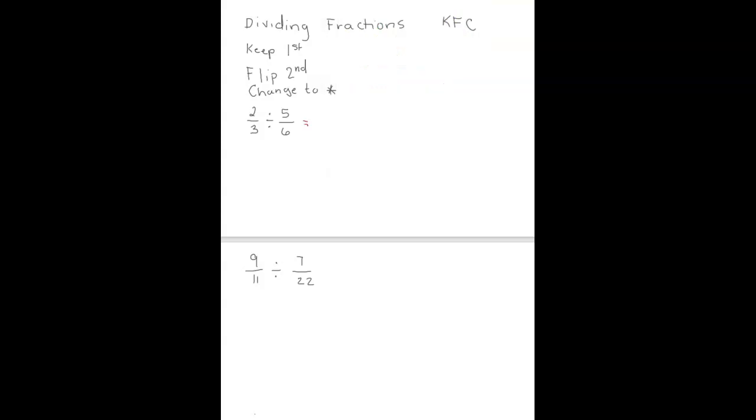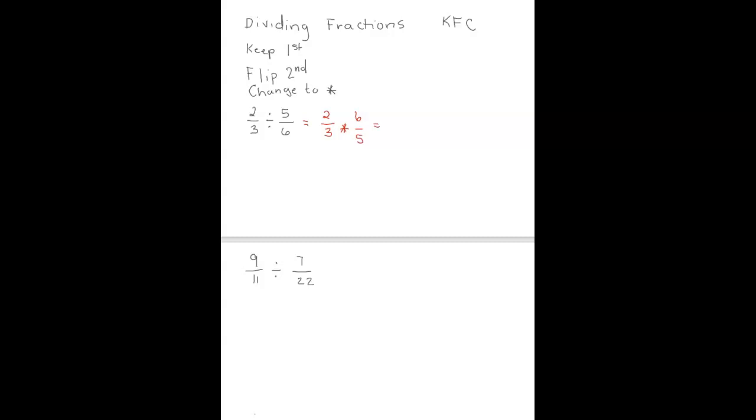All right. So here I have my first fraction, which is 2/3. I'm just literally going to rewrite that. Nothing happens there. Now I'm going to flip my second one. So I'm going to have a 6/5 now, because this was 5/6. I'm flipping it over, turning it over. And now I'm changing my division to multiplication.